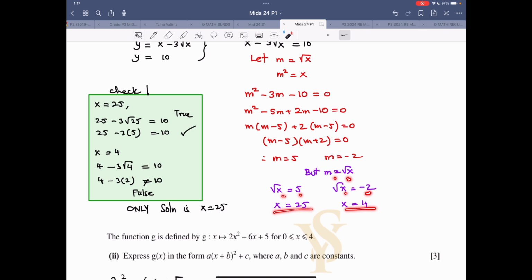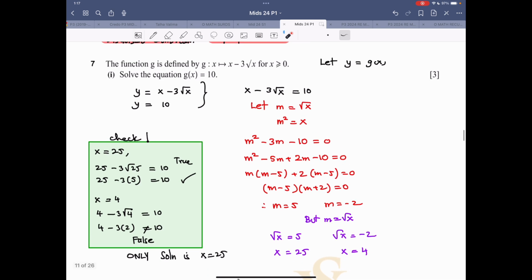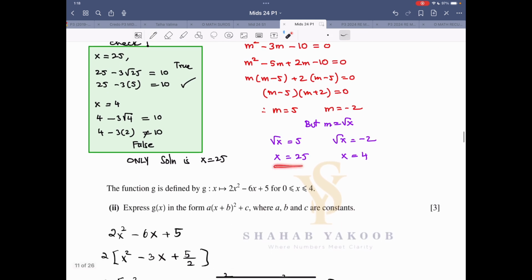Both values you are accepting. Now I was a little bit lenient over here. I did not deduct any mark for people who wrote both the answers. But in reality, you should always plug into the original equation and check whether the answer is valid or not. And by the way, x is greater than or equal to 0, and both these values are greater than or equal to 0. That's not the issue. The issue was one of the solutions is balancing both sides of the equation, the other one is not. Therefore, the only solution is x = 25.